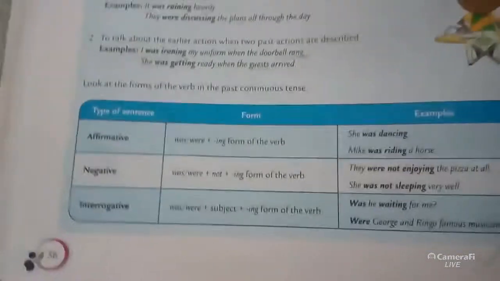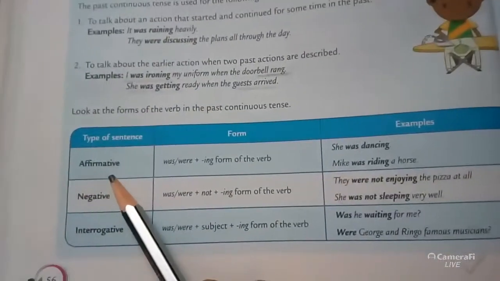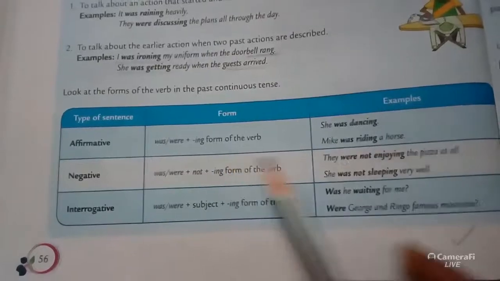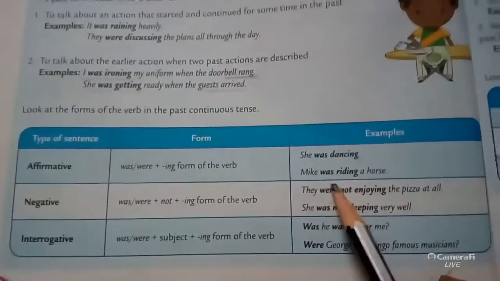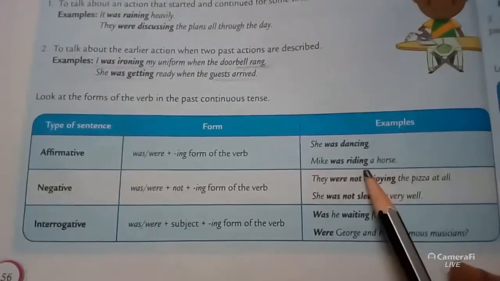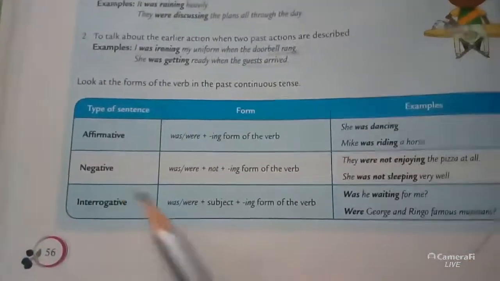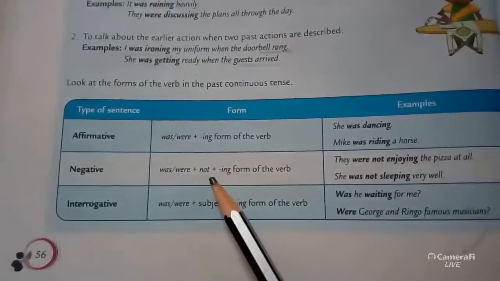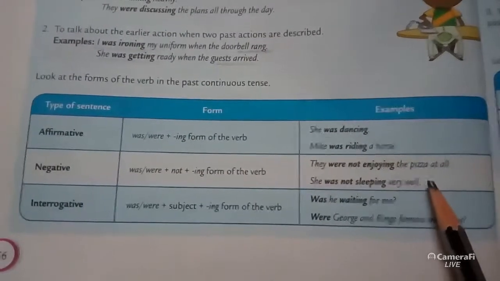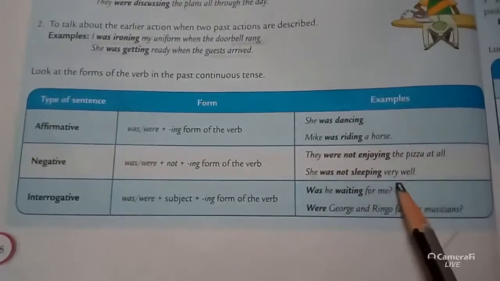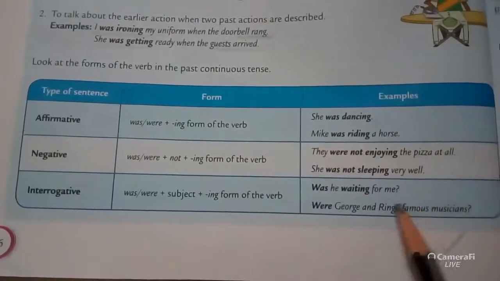Now, formation of sentences. Affirmative: was or were, verb plus ing. She was dancing. Mike was riding a horse. Negative: was or were, not, verb plus ing. They were not enjoying the pizza at all. She was not sleeping very well.